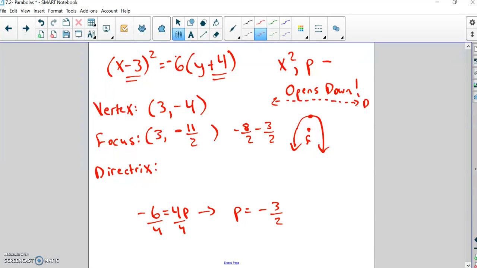Okay? Now, to get to the directrix, I'm going to need to go p units up. So if I'm going p units up, I'm going to start at -4, and instead of subtracting 3 halves, I am going to add 3 halves. Try to visualize this with me as we go. If I have a horizontal line, the equation to that is going to be y equals something. And in our case, we're starting at -8 halves, or -4. Instead of going away from 0, down, we're going to go up, so we're going to add 3 halves. And if I add 3 halves, I'm going to get y equals -5 halves.